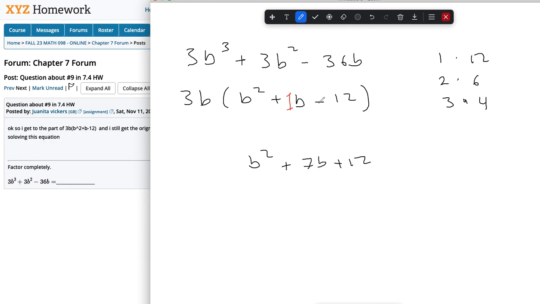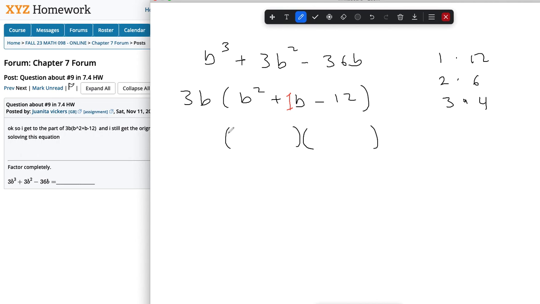But when we have a negative on the end, we're actually looking at the space between the numbers, because one of them is going to be positive and one of them is going to be negative. So here, if you look for what numbers are 1 apart, 3 and 4 are 1 apart, cool. And I need this to come out to a positive 1. Let me erase this stuff down here now. I need this to come out to a positive 1.